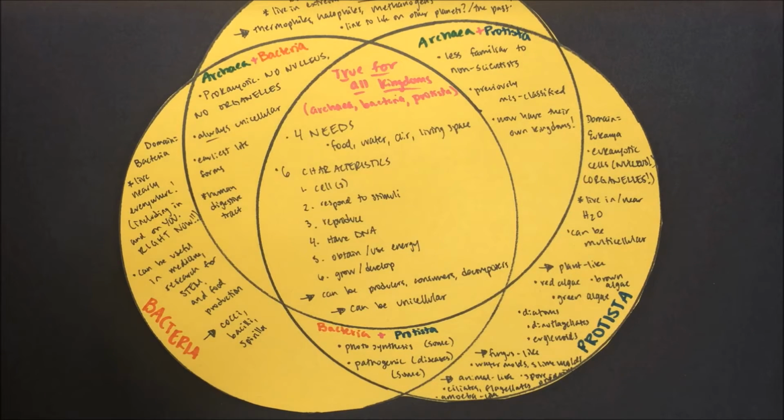Now let's talk about the similarities between all 3 of these kingdoms of life. All 3 of these kingdoms of life have the 4 basic needs of all living things. They all need food, they all need water, they all need some kind of air, though not all of them need oxygen, and they all need some kind of living space, albeit a very small living space.